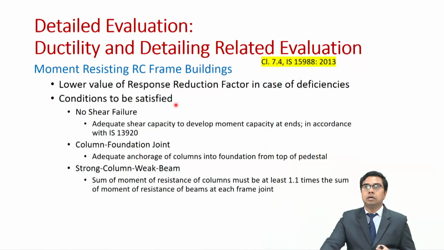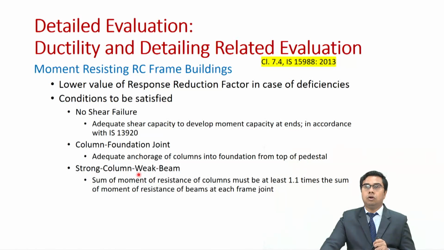Then in this case, we need to satisfy a few conditions. If these are not satisfied, we will call it deficient in ductility and detailing, and then we shall use a lower value of response reduction factor. What are the different conditions? Let us look one by one. No shear failure. The building should have adequate shear capacity to develop moment capacity at ends of its members in accordance with IS 13920. The column foundation joint should have adequate anchorage of columns into foundation from top of pedestal.